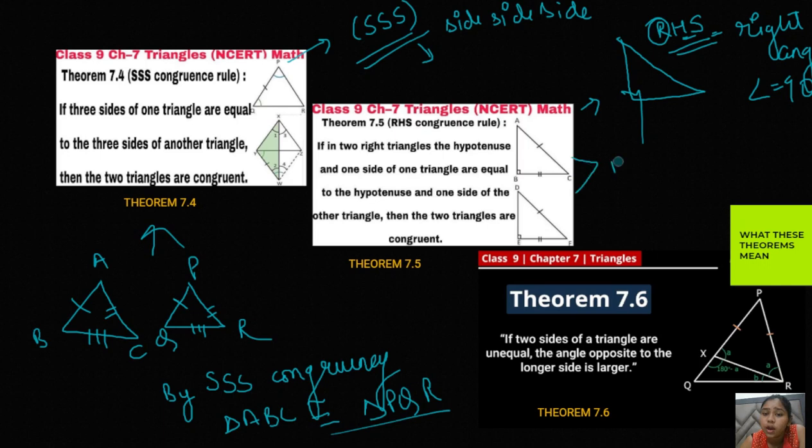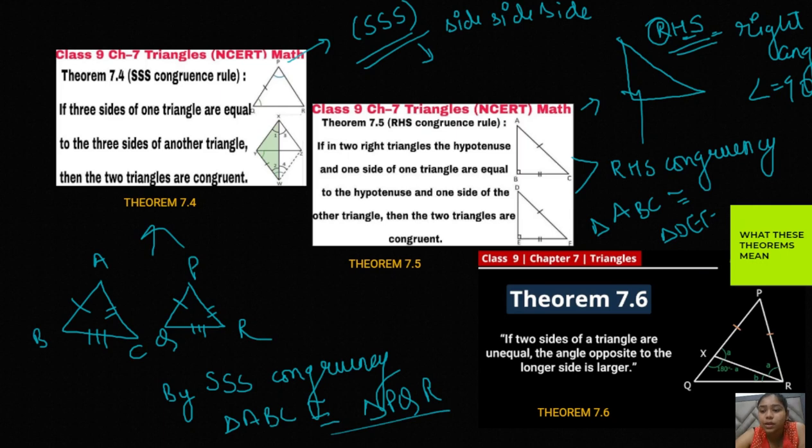So by RHS congruency rule, both the triangles ABC and DEF are congruent, right? So let's have a look at the statement that if in two triangles the hypotenuse and one side of one triangle are equal to the hypotenuse and one side of the other triangle, then the two triangles are congruent to each other. Okay, so this is what we call theorem 7.5.